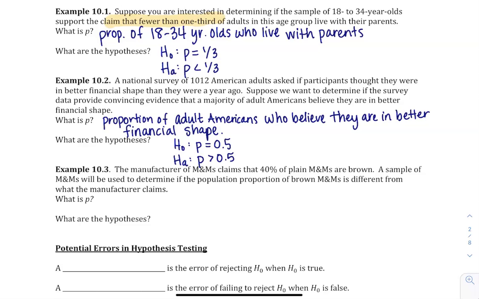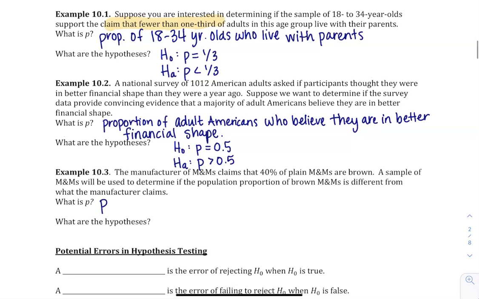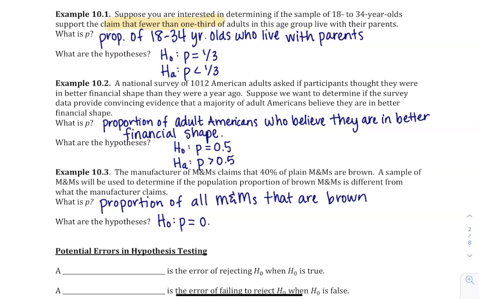Now let's do one more here. The manufacturer of M&Ms claimed that 40% of plain M&Ms are brown. A sample of M&Ms will be used to determine if the population proportion of brown M&Ms is different from what the manufacturer claims. So P here is just going to be the proportion of M&Ms that are brown. And then what are the hypotheses? Our null is that it's exactly what the manufacturer says. It's 40% or 0.4. And the alternative is that we think maybe it's just something different. So that would be not equal to.